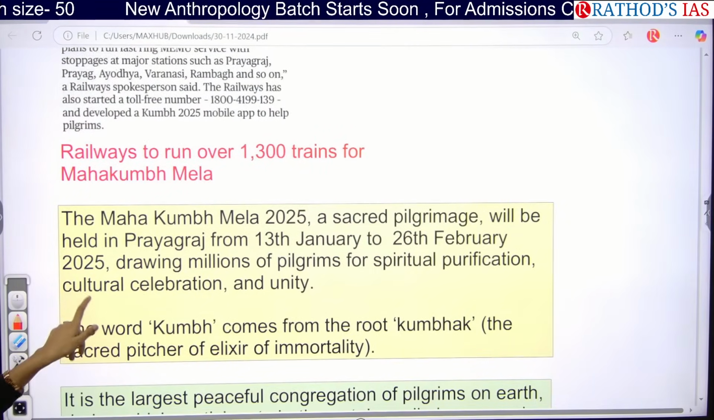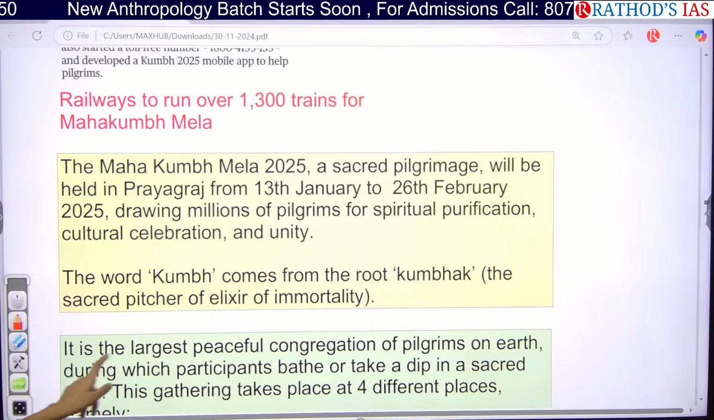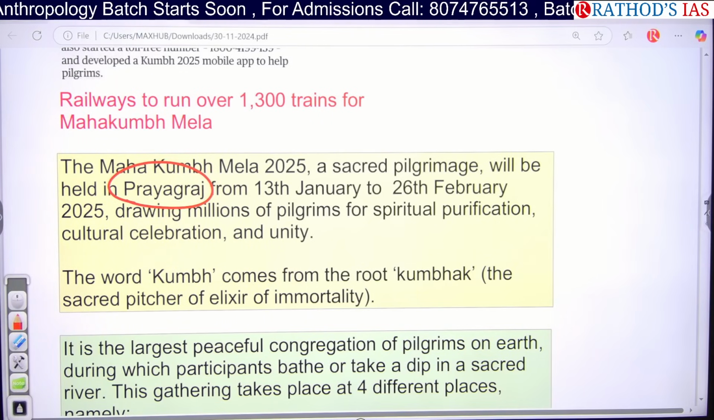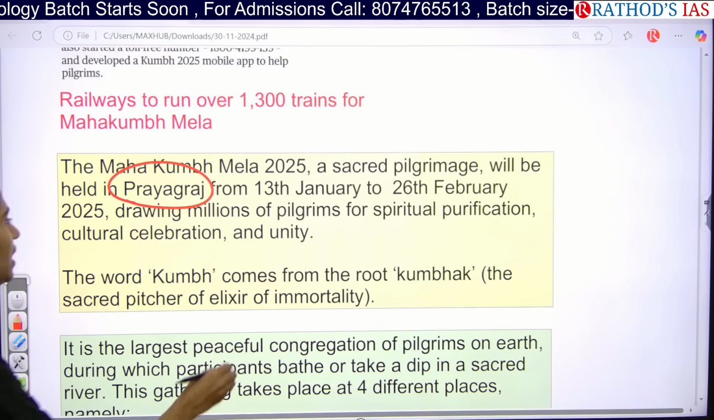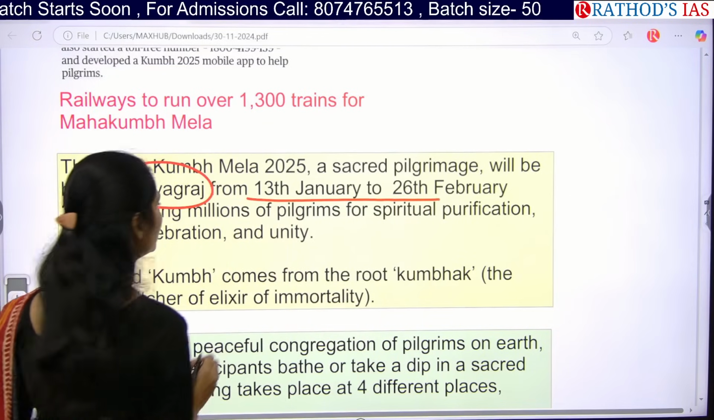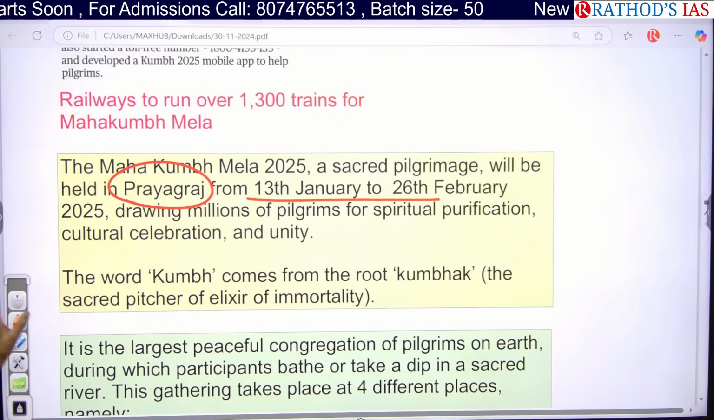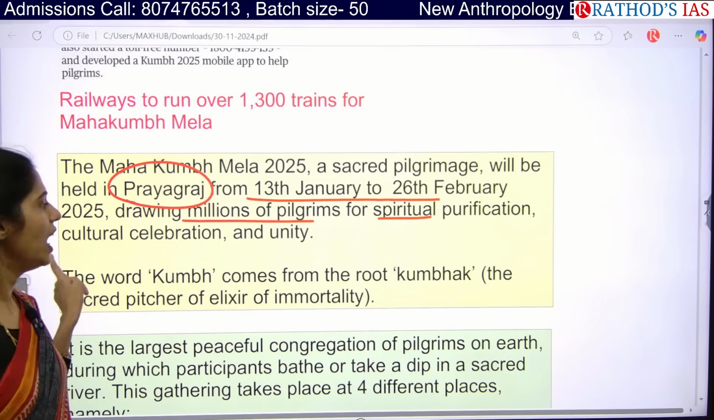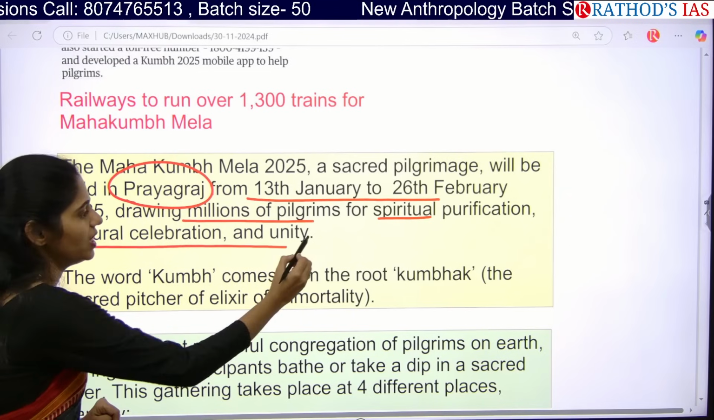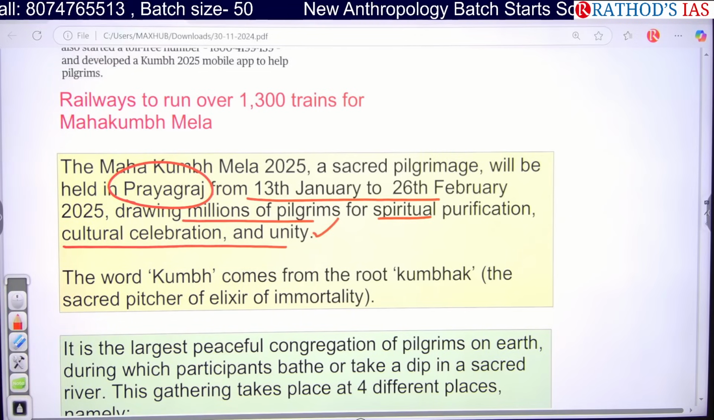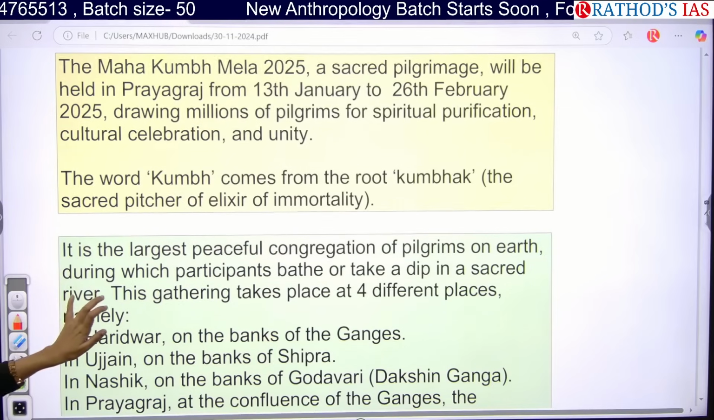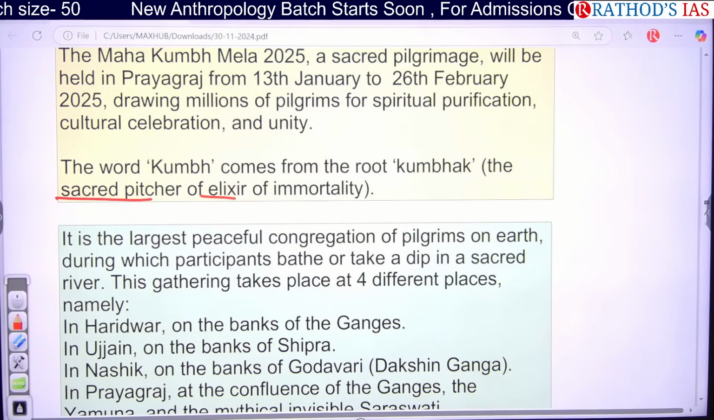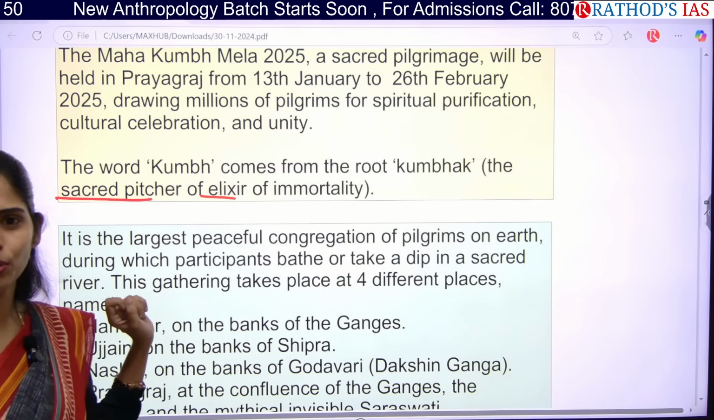So here, Mahakumbh Mela 2025 is a sacred pilgrimage, and it will be held in Prayagraj. Where is this Prayagraj located? It is from 13th January to 26th February 2025, and it is going to draw millions of pilgrims for spiritual purification and cultural celebrations. And as you said, it shows unity in diversity. The word Kumbh comes from the root word Kumbhak. It means sacred pitcher of the elixir of immortality. It talks about immortality.